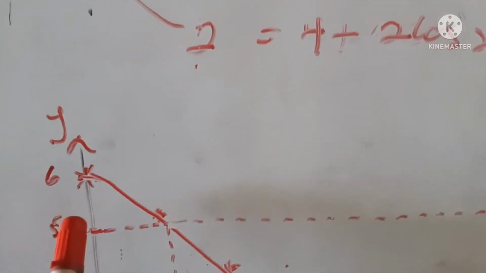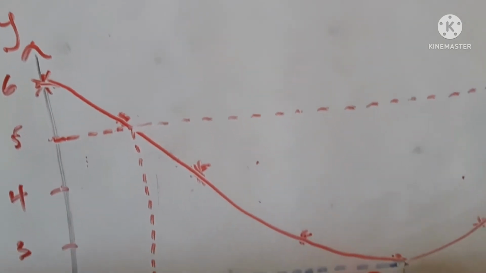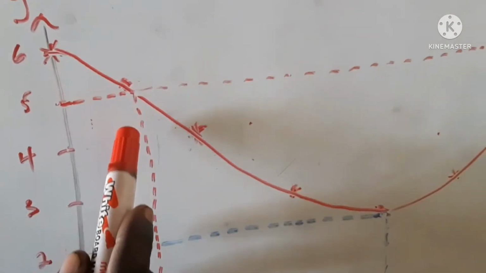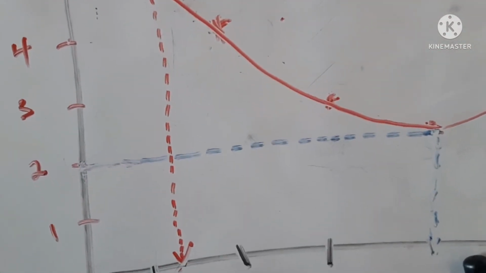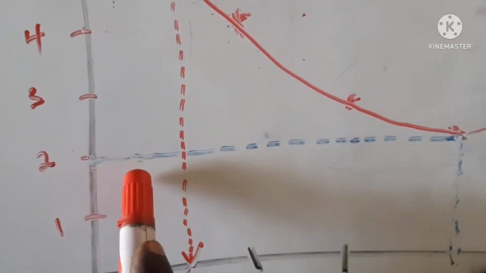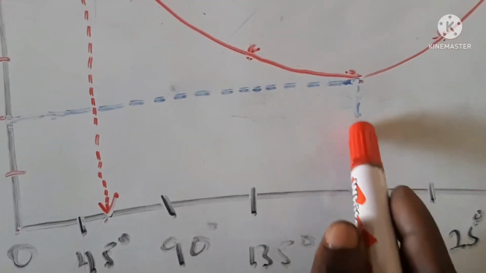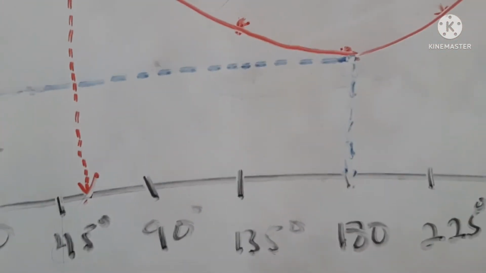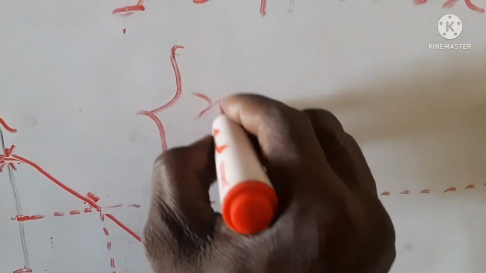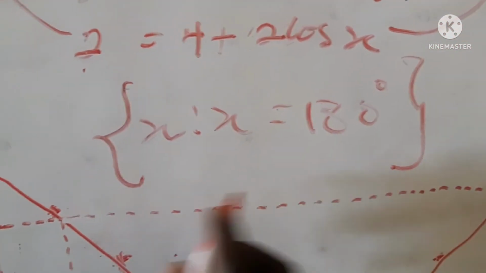Remember, this is the graph that we are dealing with: y is equal to 4 plus 2 cos s. If y is equal to 2, what will be the values of x, or what will be the truth set? Same thing, y is equal to 2 here. We just need to trace to this point, very, very simple, and then you read the values of x, which is 180. Remember, they say the truth set, so we write the truth set: s is equal to 180 degrees. This is how simple you write the truth set.